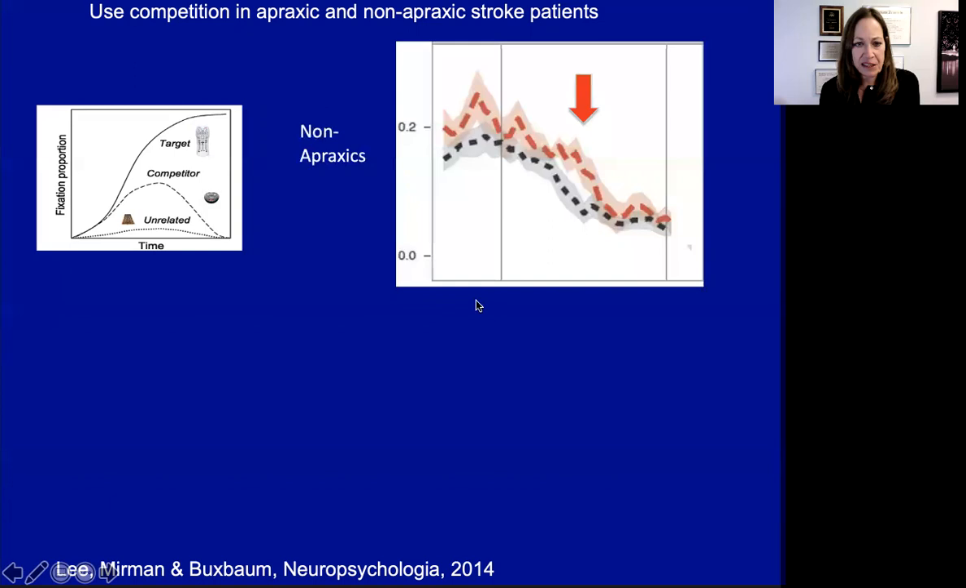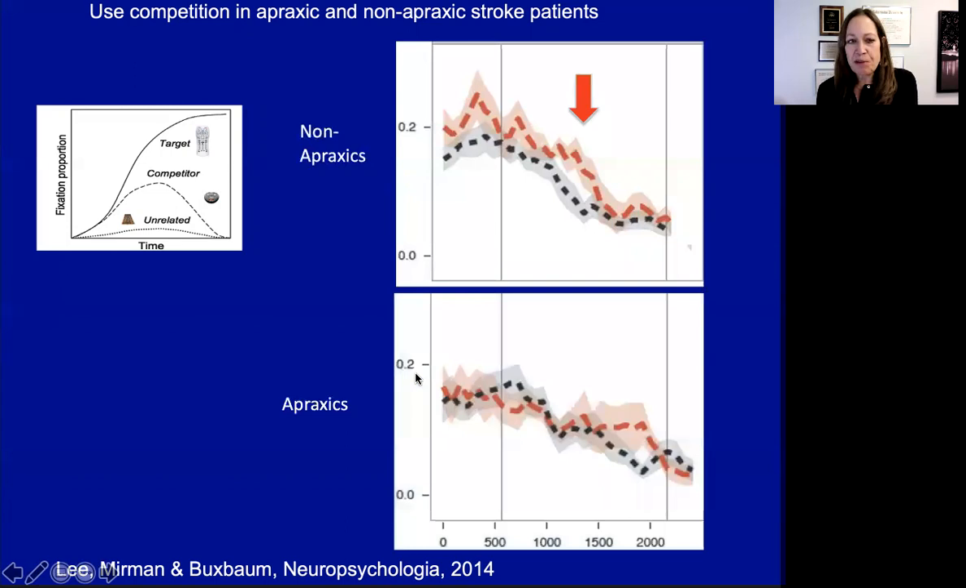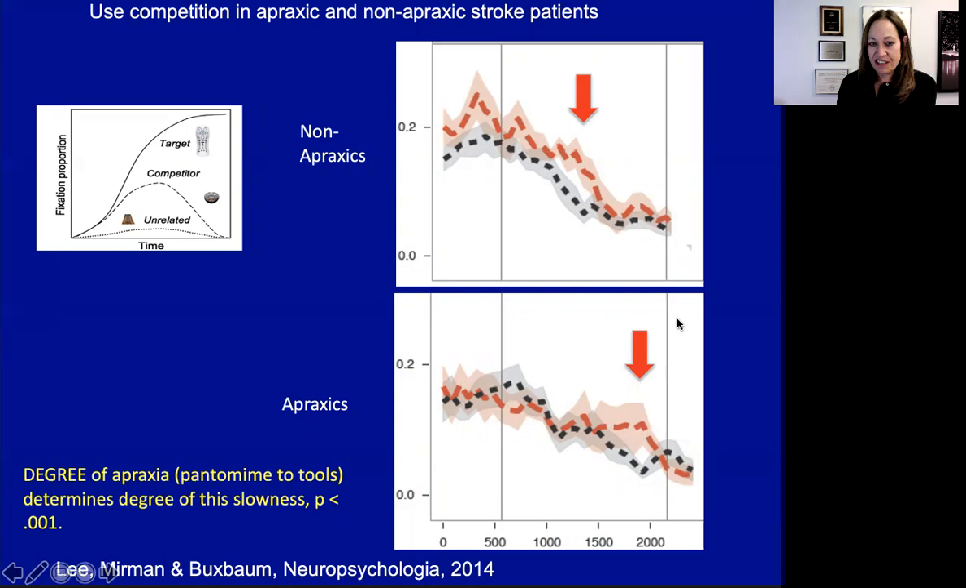But what's important is that in the apraxic subjects, the peak look to the use competitors is significantly later. And importantly, that the degree of slowing, this difference between the apraxics and non, is determined by the degree of deficit in pantomime of tools. And so what we think we're getting here is that part of the reason these subjects have trouble with pantomime is because these representations are abnormally activated when they look at tools. And it's hard to activate them, it's slow to activate them, and that time course is just not adequate for performing pantomime and even tool use actions.